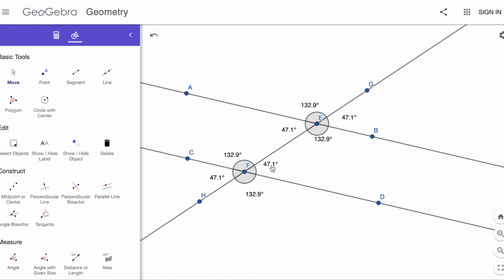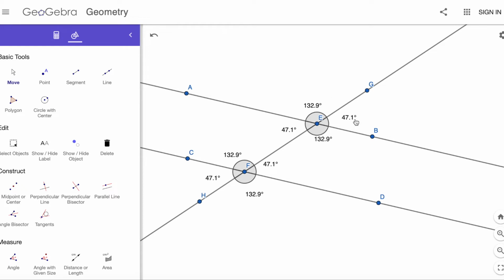If we look at our consecutive exterior angles, so that's on the same side of the transversal, but outside of our parallel lines, for example, AEG and angle CFH, it doesn't look like there's much to them. This one's 132.9. This one is 47.1.